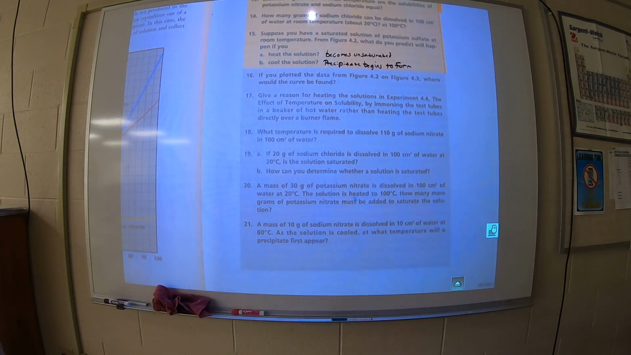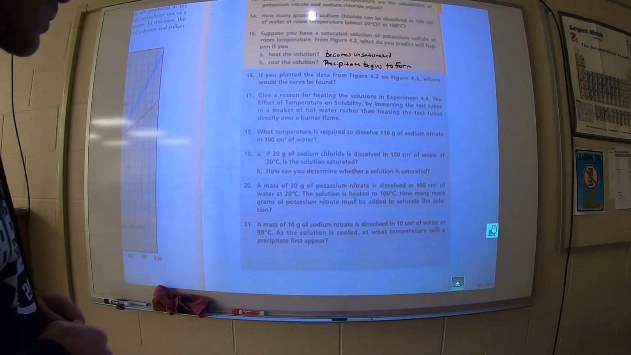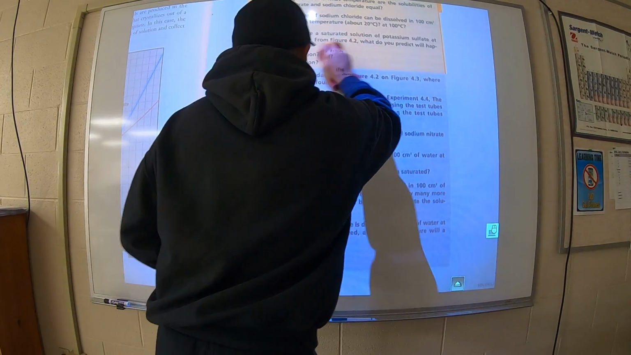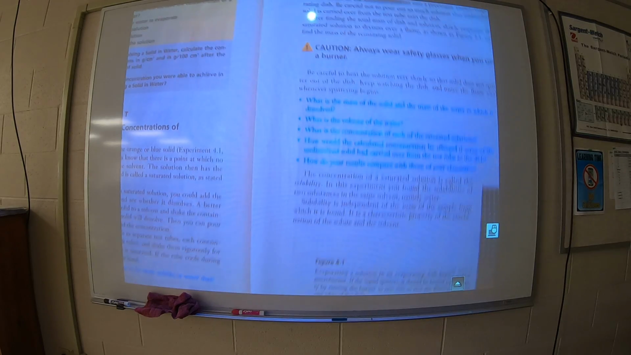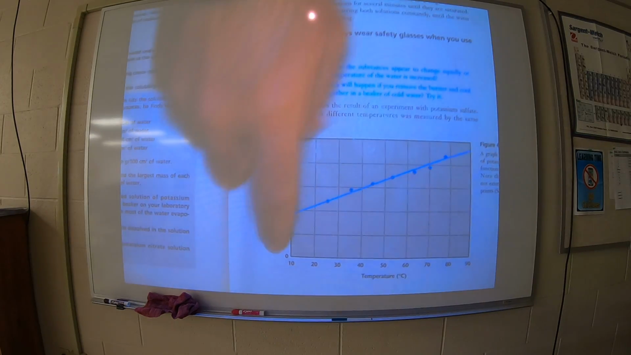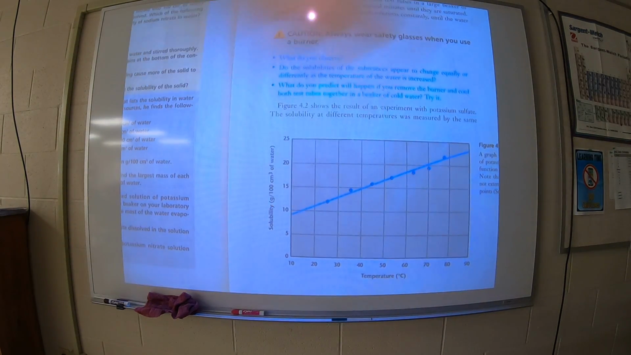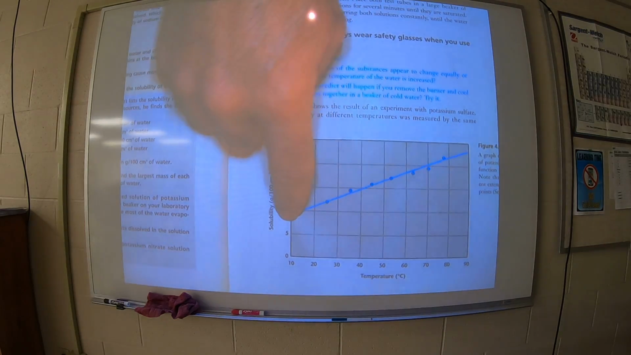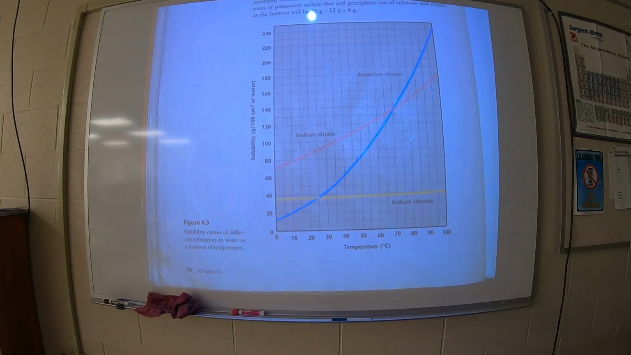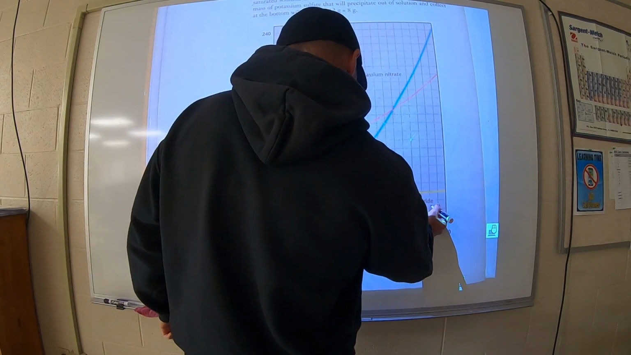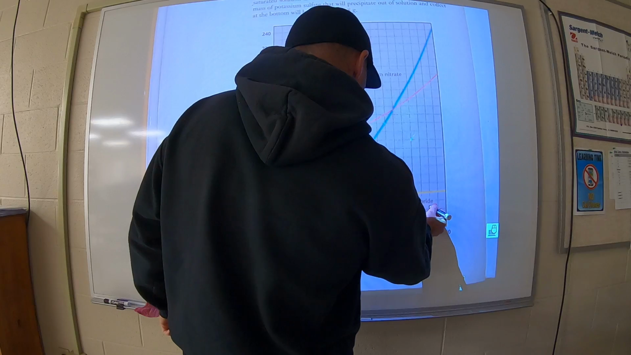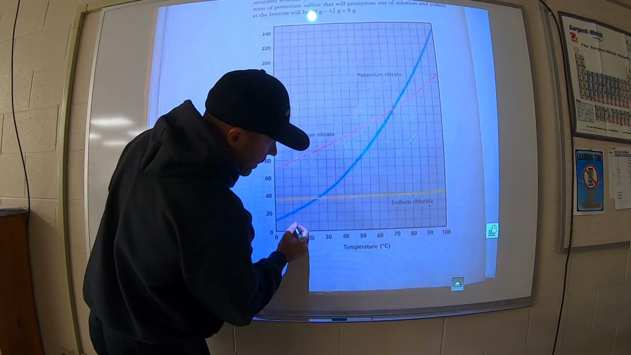Number 16, if you plot the data from figure 4.2 on figure 4.3, where would the curve be found? Well, let's just do it. So if we take this data here and plot it on this graph here, let's see what it would be. It's pretty much a straight line. 10 degrees is about a solubility of 9, and 90 degrees is a solubility of about 23. So at 10 degrees, if we put a dot there at 9, and at 90 degrees, if we put a dot at 23, and I'm not going to be able to draw a straight line here, but you'll just have to bear with me.